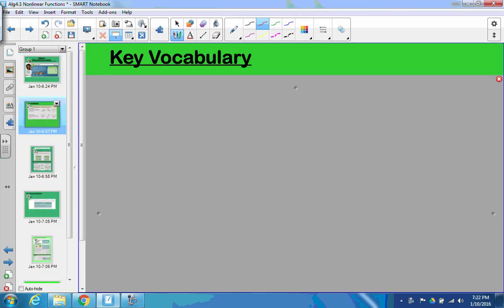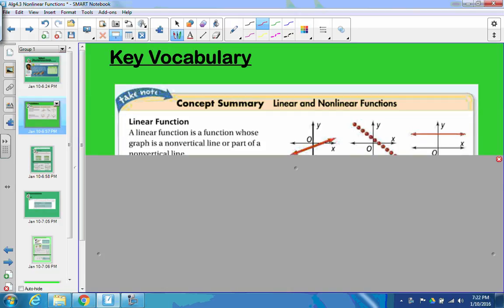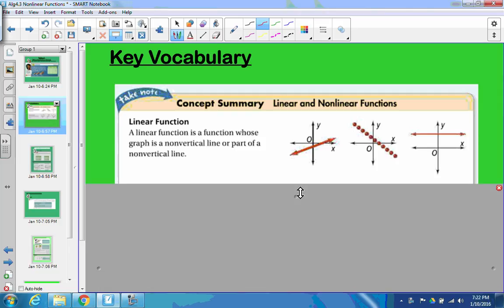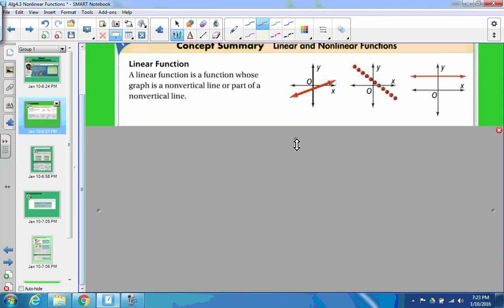So to start us off, a couple of vocab words. One we've done already. The first one is a linear function. A linear function we've talked about is a function whose graph is a non-vertical line, or part of a non-vertical line. So if we look at all these, they're all slightly different, but if it was a vertical line going up and down, that would not be a function, so that's why it's not a linear function. But these are all linear functions because they're all non-vertical lines. So when we graph, the other one is a nonlinear function.